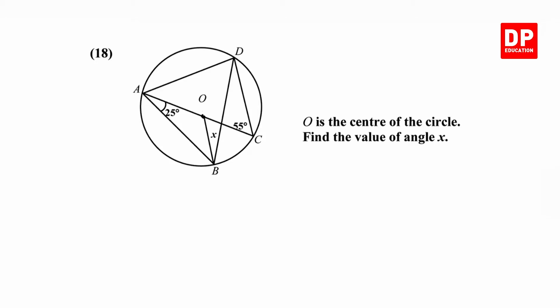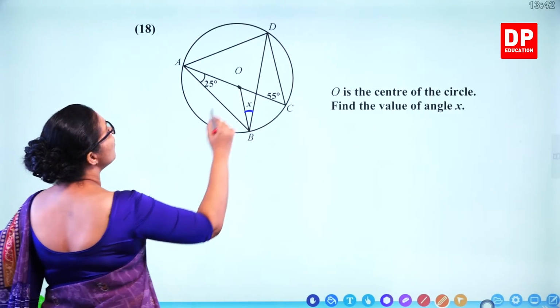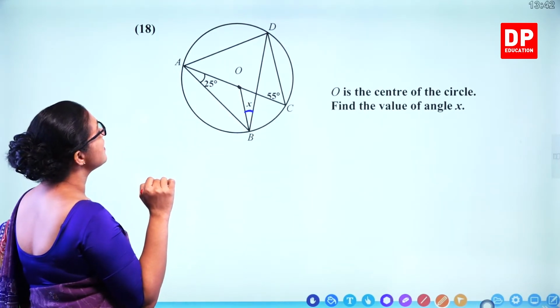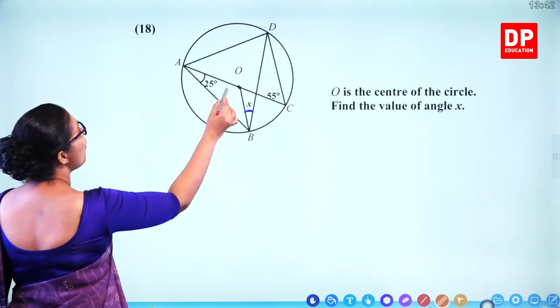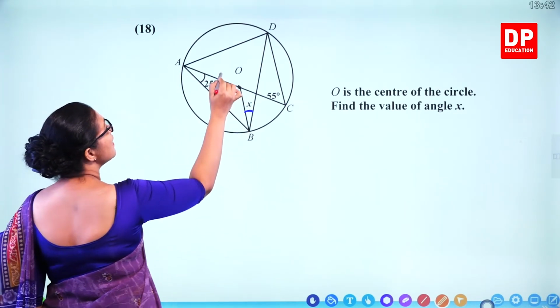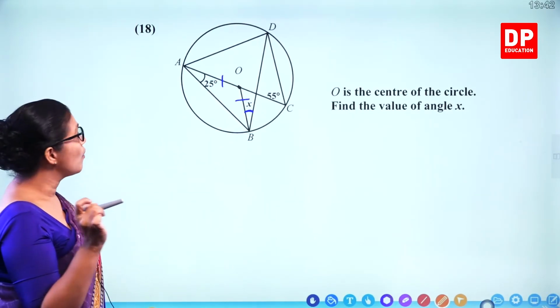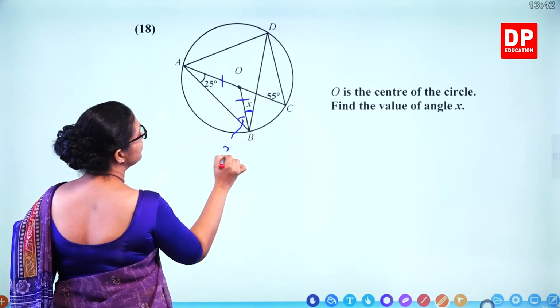Question number 18. O is the center of the circle. Find the value of angle X. So this angle is given X. O is the center on AC. So what can you say about OA and OB? These two lengths are equal. Those are radii. Both are equal. So if this is 25, this is 25.